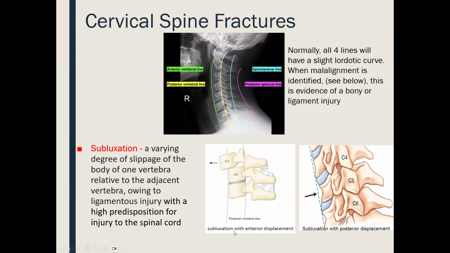So this is a subluxation with anterior displacement. You see how C4 is moved forward. And this is a subluxation with posterior displacement, I'm sorry, where C5 is moved back.